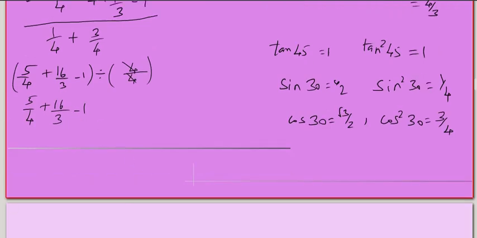So 4 and 3, the LCM for us is 4 3s are 12. So here we need 3, here we need 4. So 3 5s are 15 plus 4 16s are 48, minus here we need 12, divided by 12.